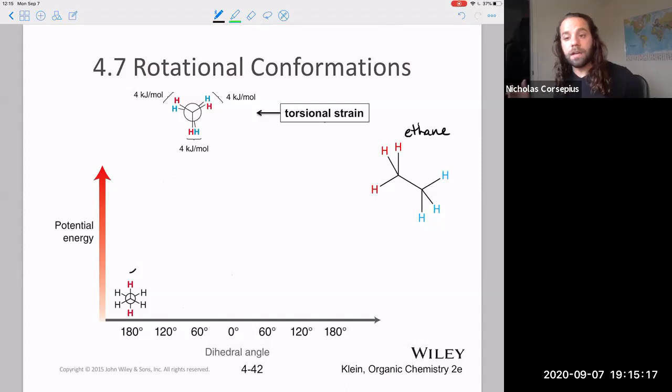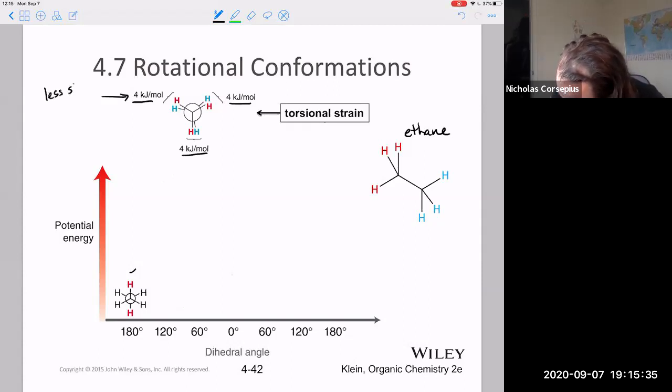And as we said, the eclipsed conformations are less stable. Well, how much less stable? So it turns out that two eclipsed hydrogens have a 4 kilojoule per mole penalty over the anti-conformation. So this is less stable than anti. Okay, that's what that means.